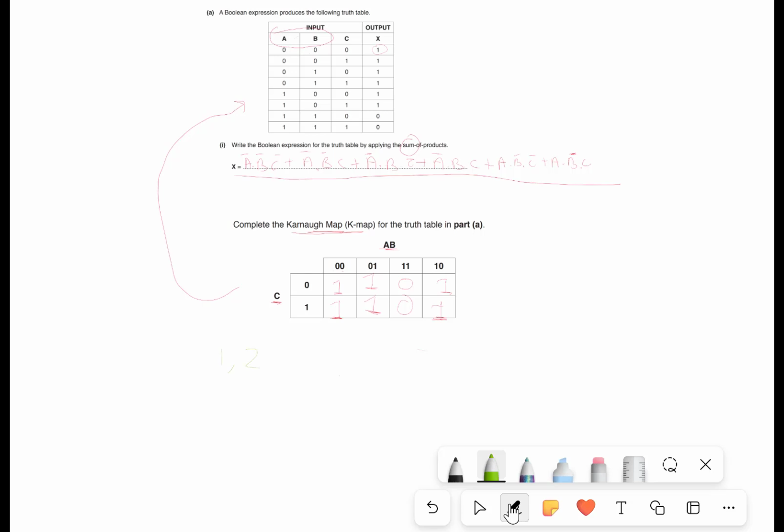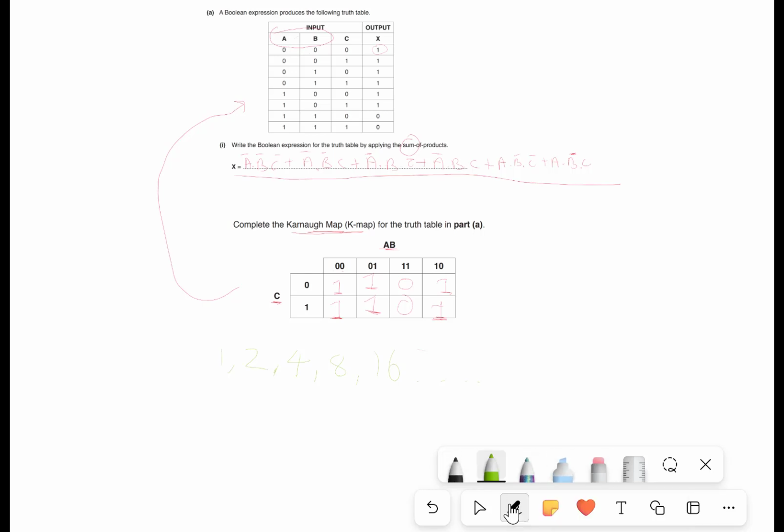We can also group as pairs. So we can say, this is a pair, this is a pair. We can also say that this is a pair. That is allowed. But we can actually group it as a larger group. So you've got 1, you've got 2, we can also group it in 4s. We can also do it in 8s, 16, etc., so powers of 2. What we can't do is groups of 3, 5, etc.